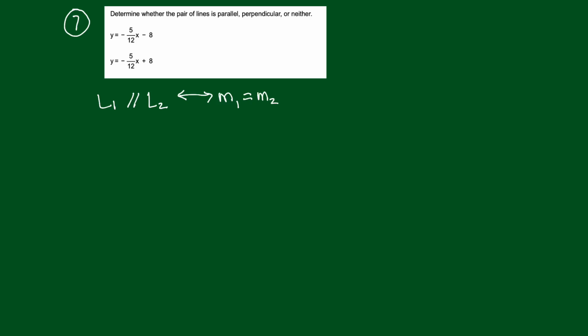Now what do we have here? Look at these slopes. I'm going to call this line 1, this line 2. Slope of line 1 is negative 5/12. Slope of line 2 is negative 5/12. These two are equal, so these lines are parallel.